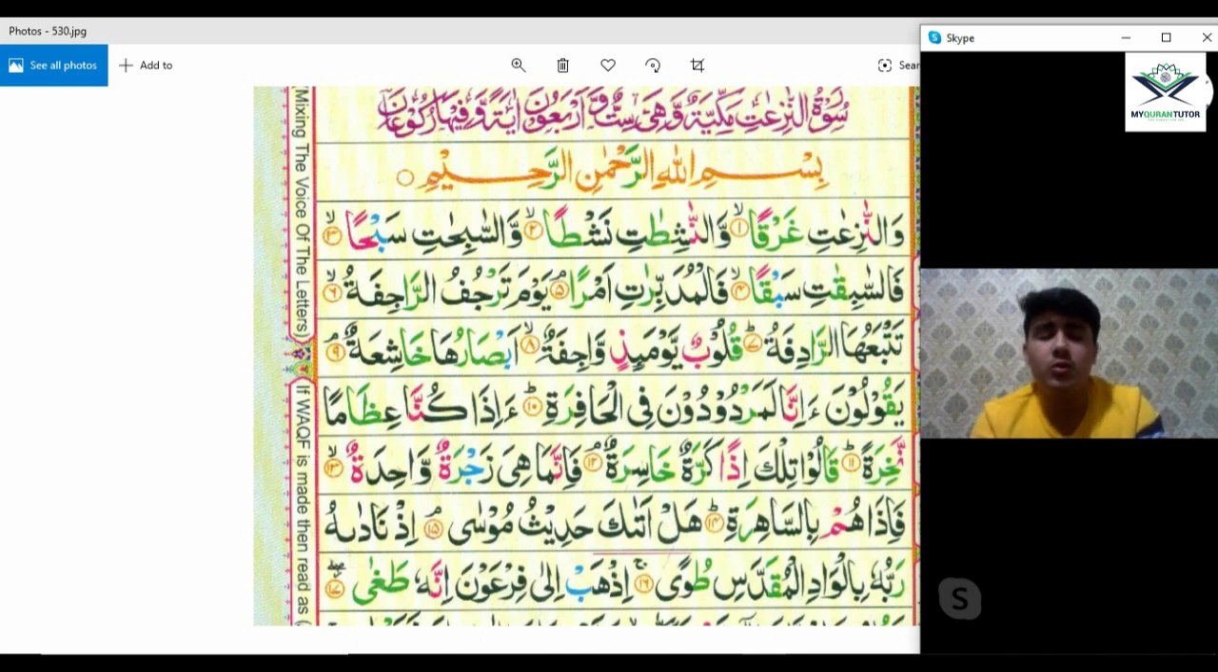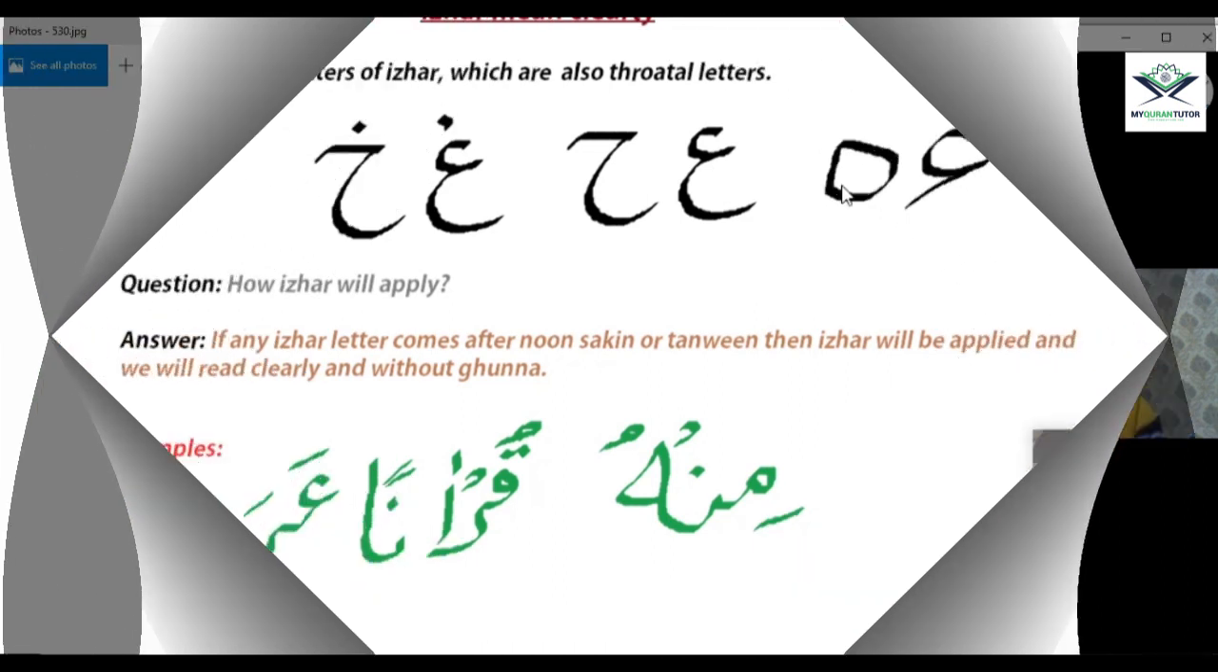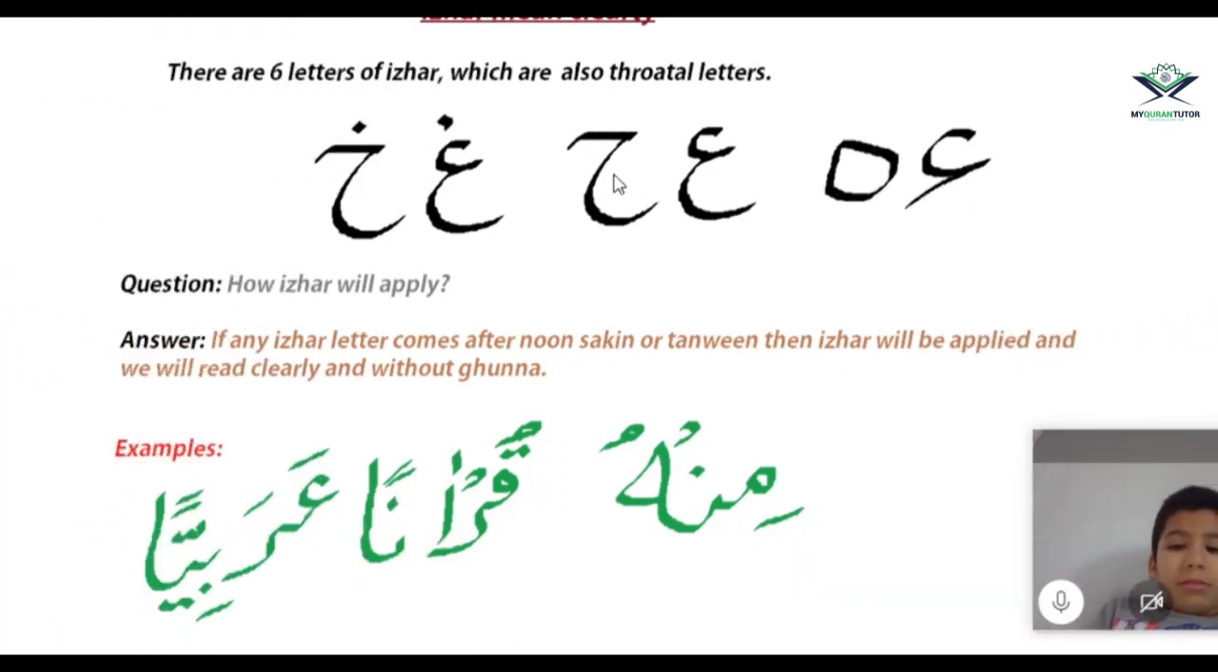There are 6 letters: Hamza, Ha, Ain, Ha, Ghain, Kha. The question is, when will izhar be applied? I mean, when will the izhar rule be applied in the Quran? The answer is, if any izhar letter comes after nun sakin or tanween, then izhar will be applied, and we will read clearly and without ghunna.